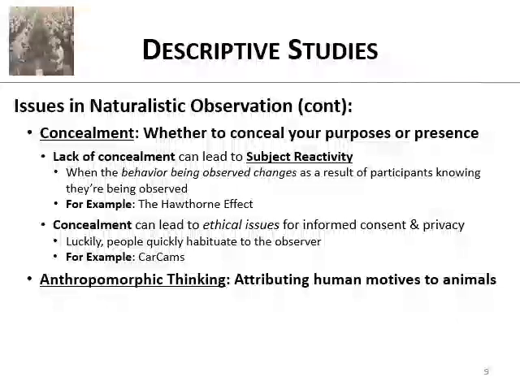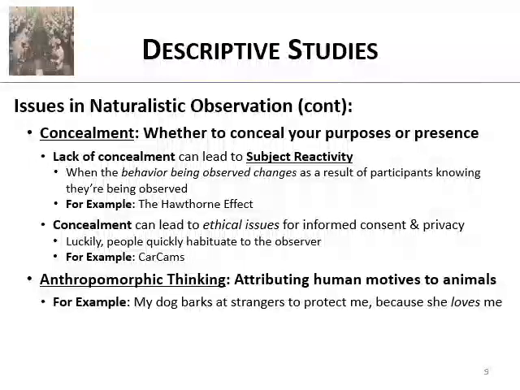So if you're observing animals, one issue is called anthropomorphic thinking. And this is when you're interpreting the behavior of animals and giving human motives to those animals. So my dog, for example, barks at strangers to protect me because she loves me. That's why she barks at strangers. So I'm attributing human motives to my dog, and really it could just be because I feed her and pet her, right?